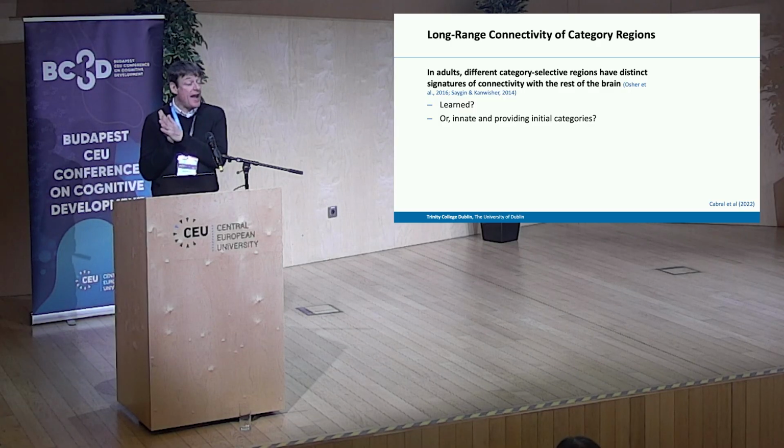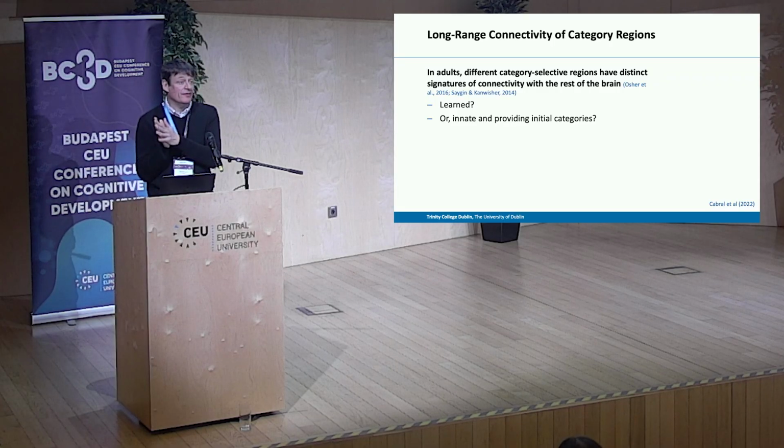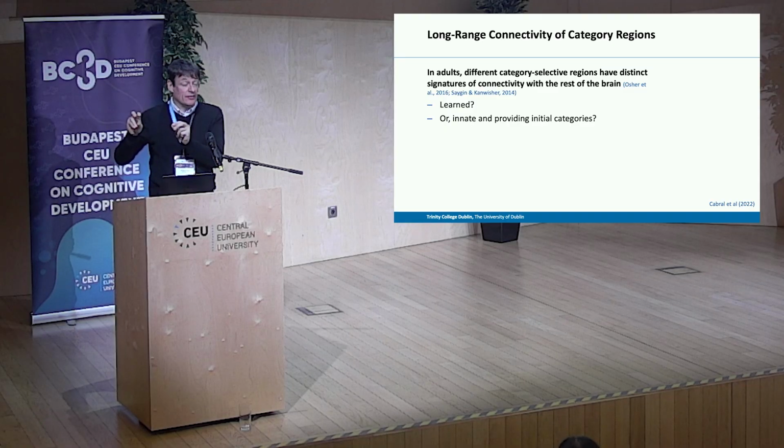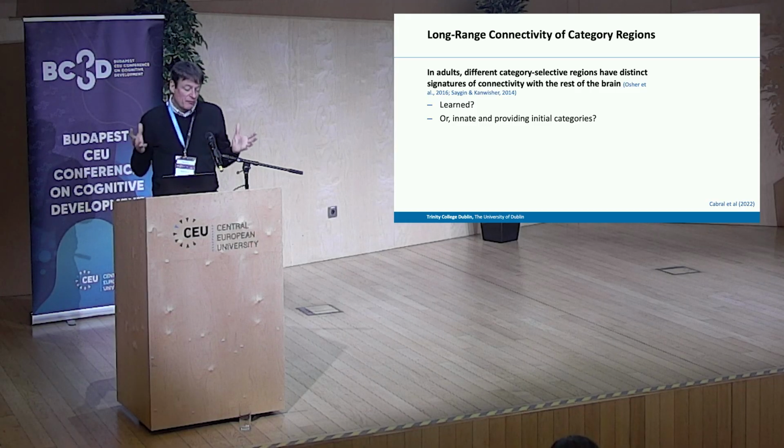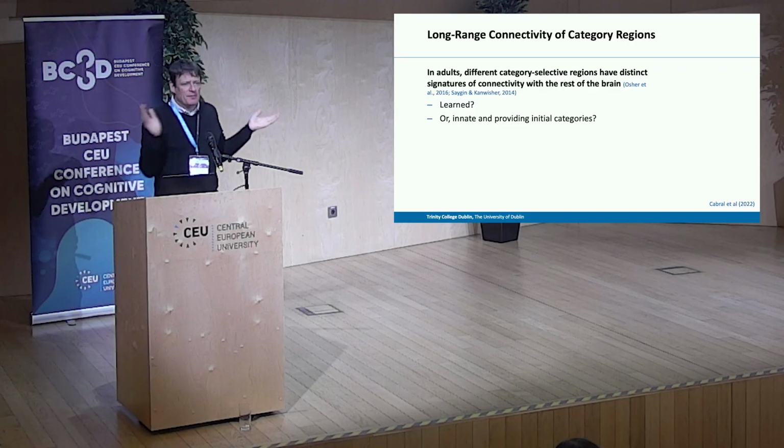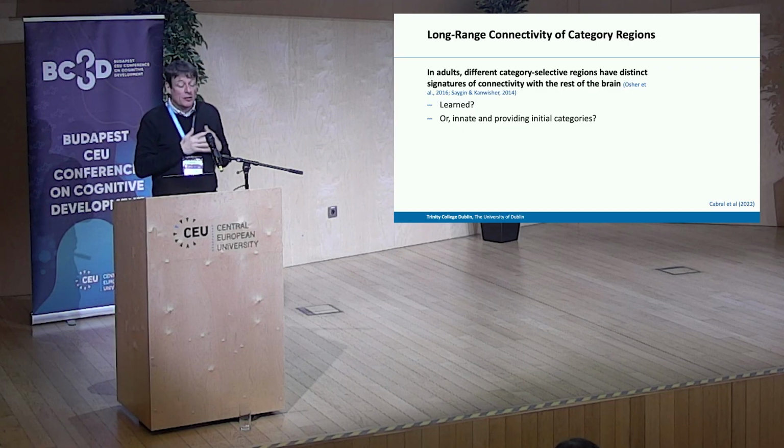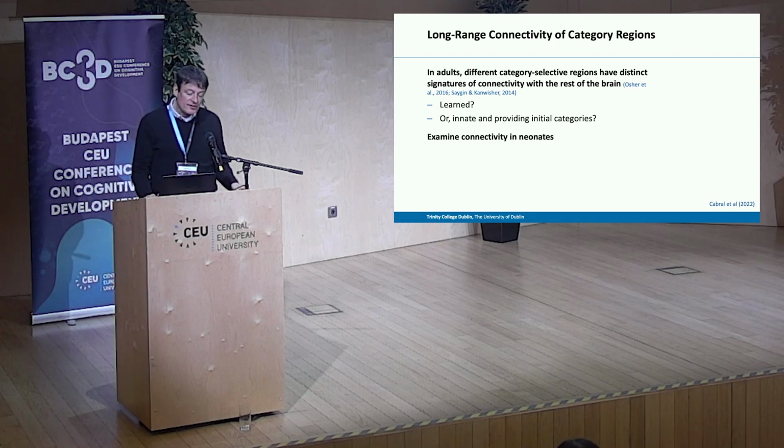All right, so how could we possibly have this innate category representation? Well, one interesting hint is that in adults, there's some lovely work from Zeynep Saygin, Nancy Kanwisher, and others that shows that different category selective regions in adults have different patterns of connectivity to the rest of the brain. And we know that quite a lot of connectivity is set up in babies at birth. But we don't know at the moment whether this pattern of connectivity is something you learn through experience or whether it could be innate and perhaps actually driving these initial categories. So we wanted to look at that.